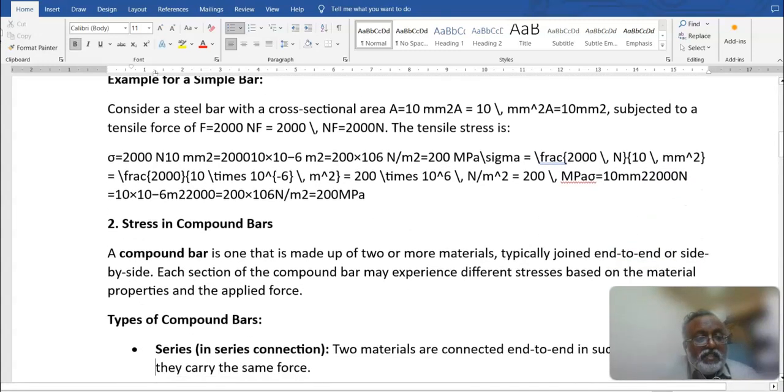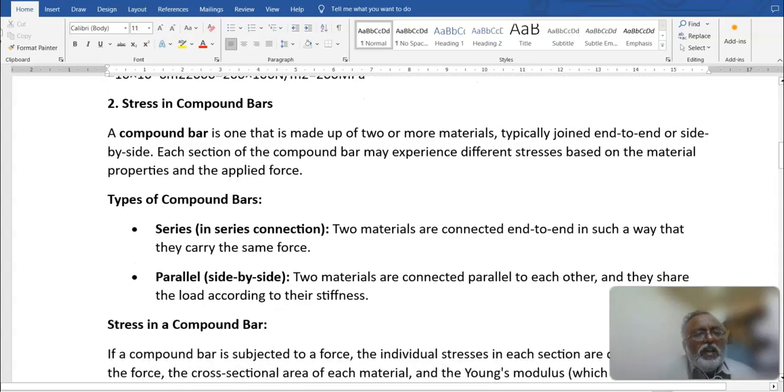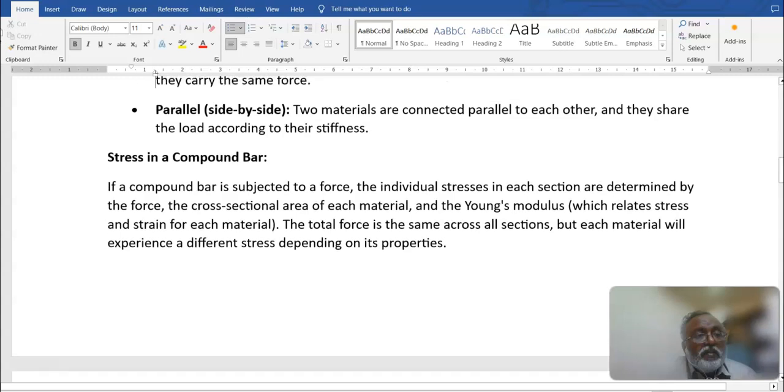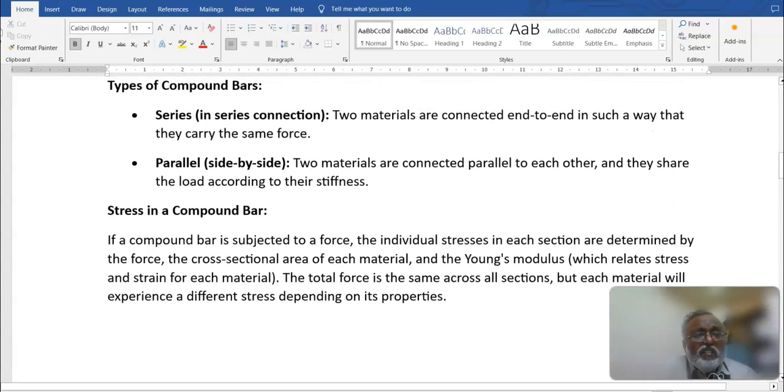Then stresses in compound bars. A compound bar is one that is made up of two or more materials, typically joined end to end or side by side. Each section of the compound bar may experience different stresses based on the material properties and the applied force. Types of compound bars are series connection and parallel connection.